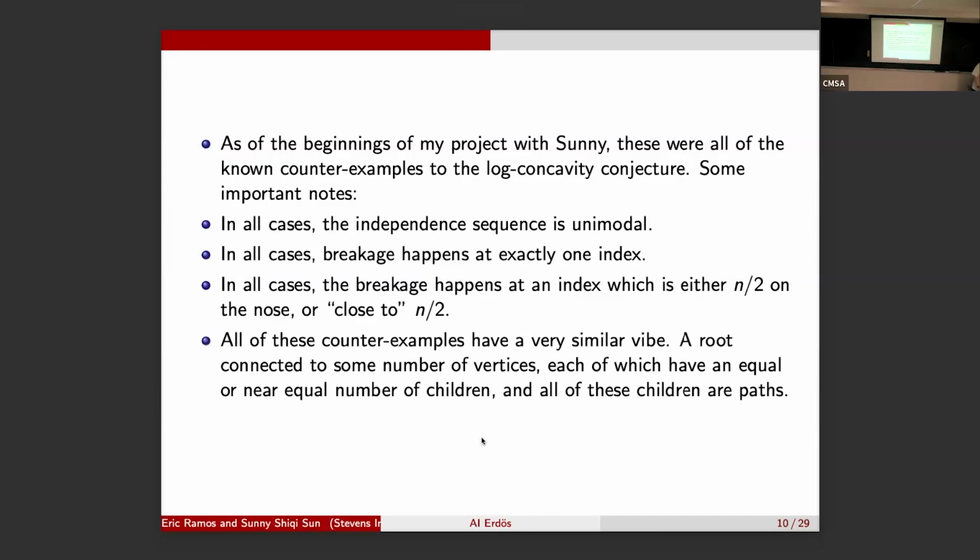Now, I also want to note, as I've said a few times, all of these counterexamples have a very similar vibe. It's like a root connected to some number of vertices, each of which has an equal or near equal number of children. And all of these children are paths of some kind, edges or longer.